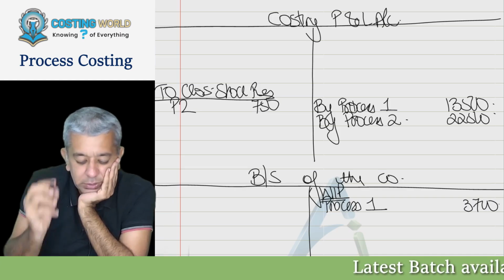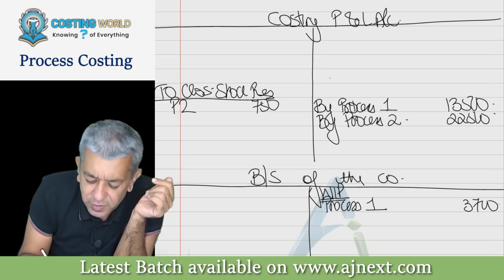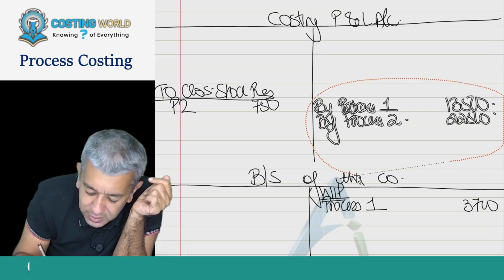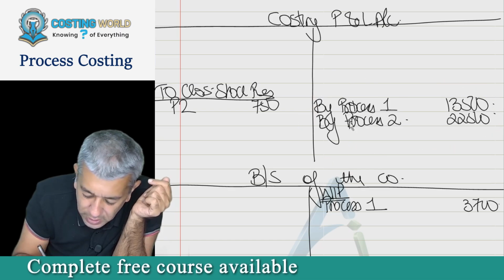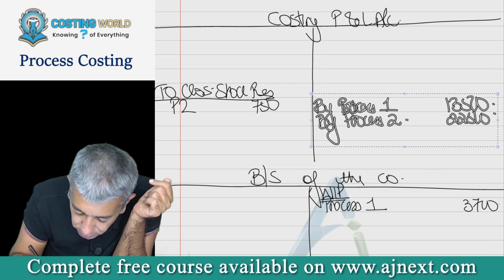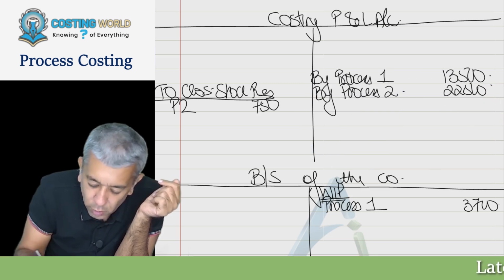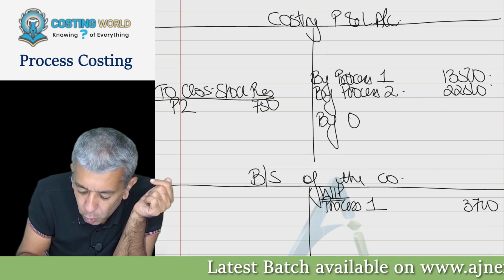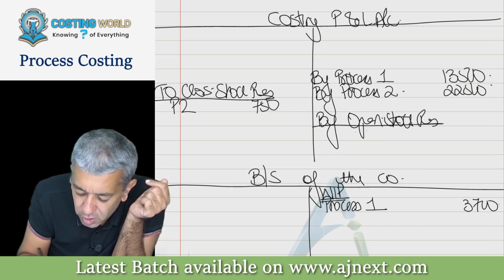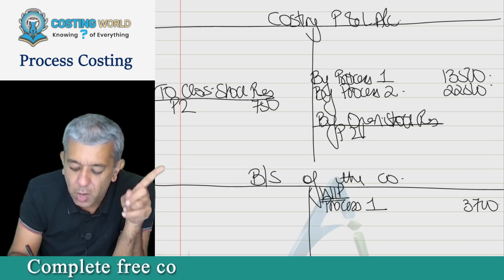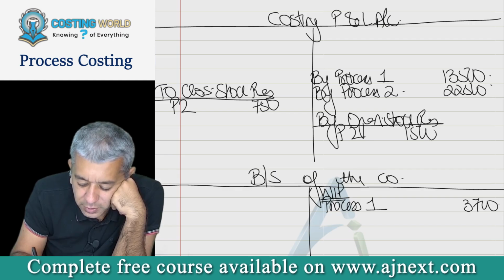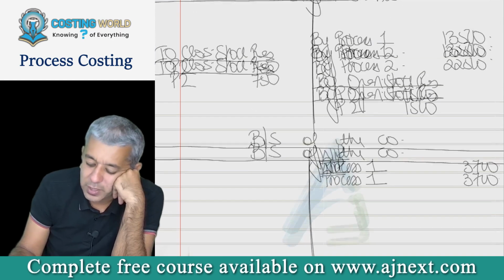Okay. Now, listen very carefully. If closing stock reserves will get debited, obviously opening stock reserves will get credited here. So over here I am writing by opening stock reserve. Tell me, in opening stock of process 2, how much profit was there? 1,500. Okay, 1,500.